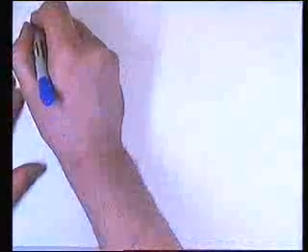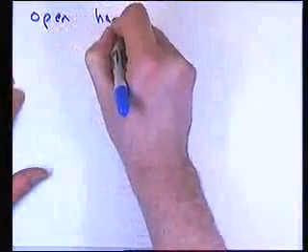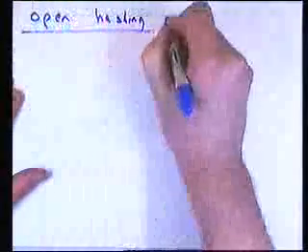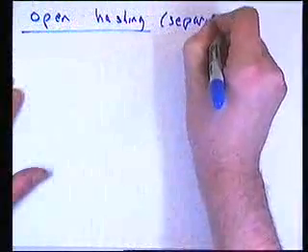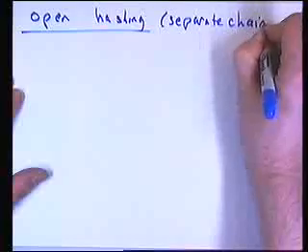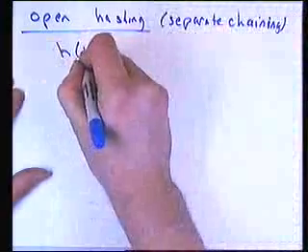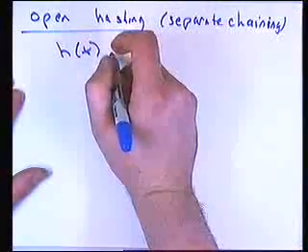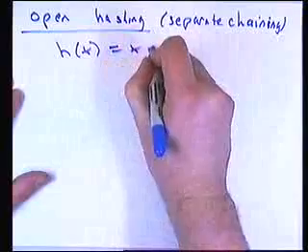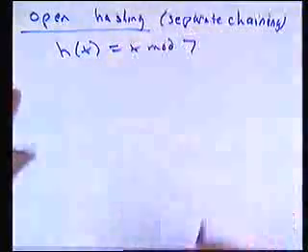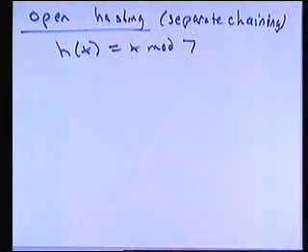So what we're going to look at is a very easy hash function for integers in the context of the first kind of hashing we'll look at, which is known as open hashing. It's also called separate chaining, for reasons which will become clear very shortly. And the hash function we're going to use will take a key in the set of all integers and hash it to a table of size 7. The modulus function is what we use.